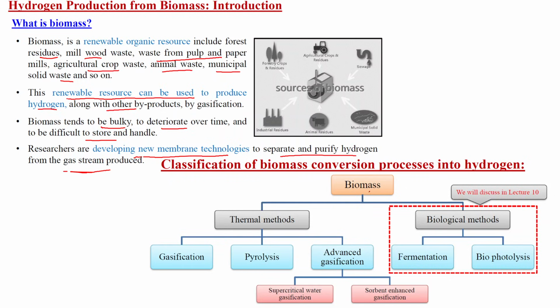So production of hydrogen from biomass has different methods. One is the thermal method and the other is the biological method. Okay, so the thermal method is simply gasification or pyrolysis or advanced gasification, which includes supercritical water gasification or sorbent enhanced gasification. Then the biological methods are simply fermentation or biophotolysis, which we will be discussing at the end.